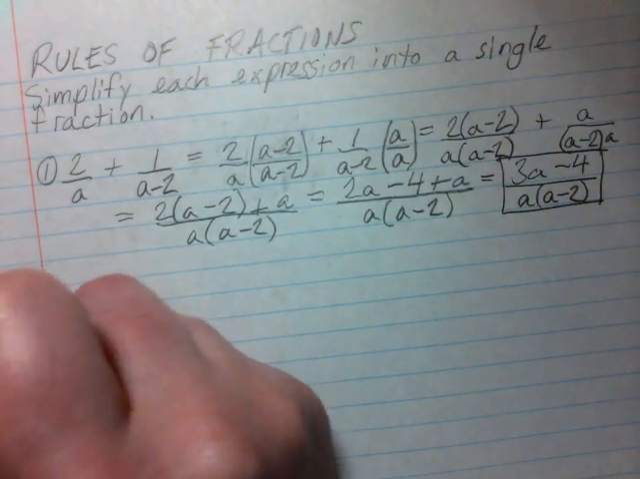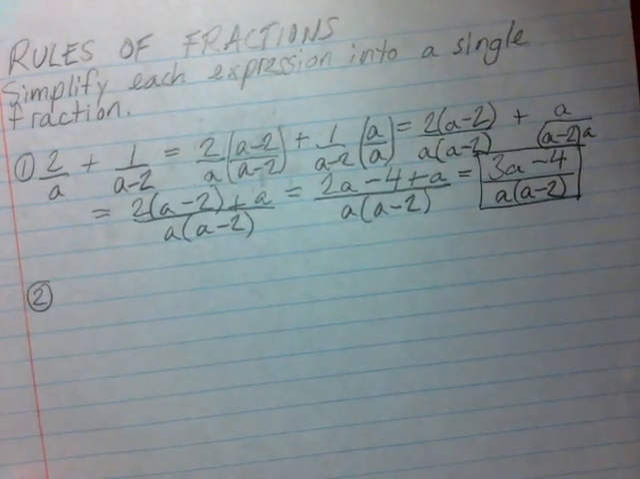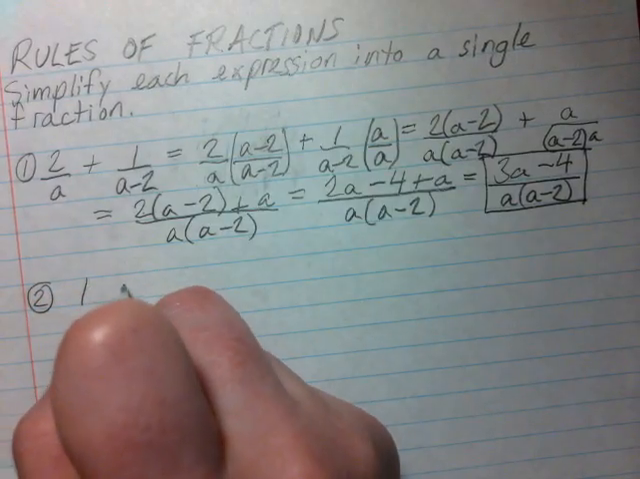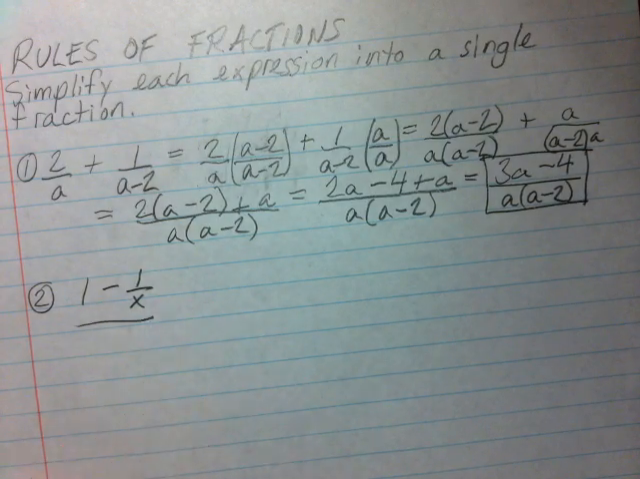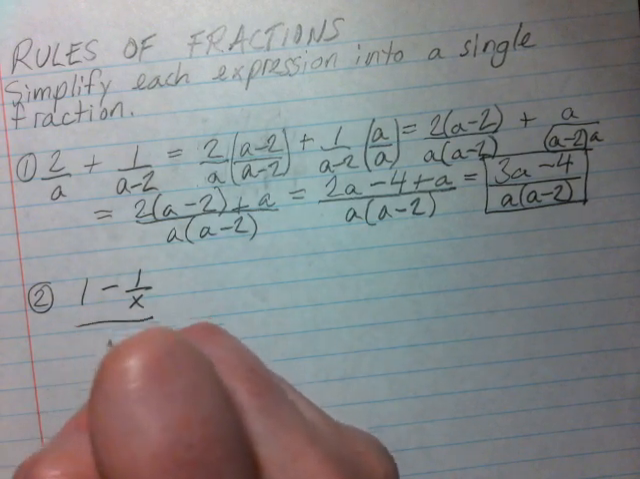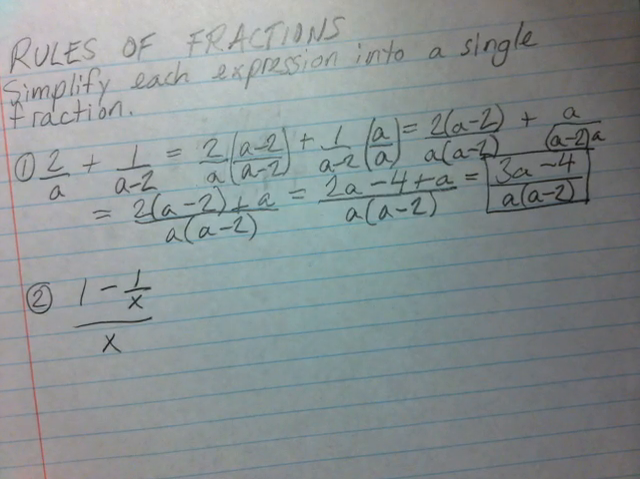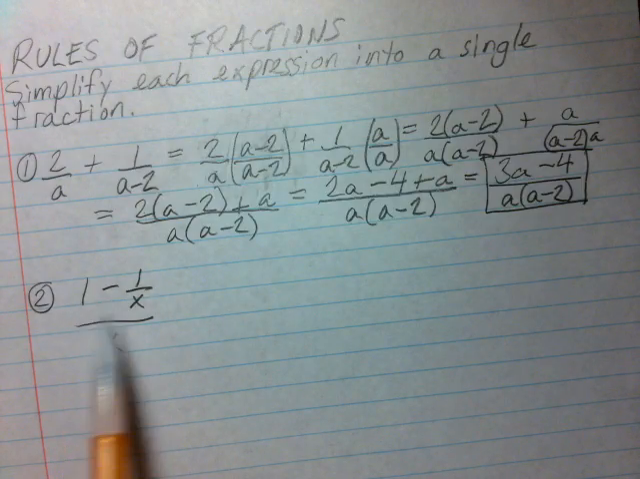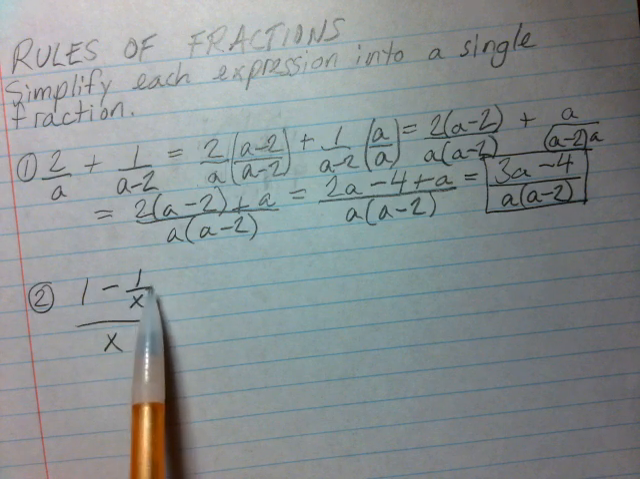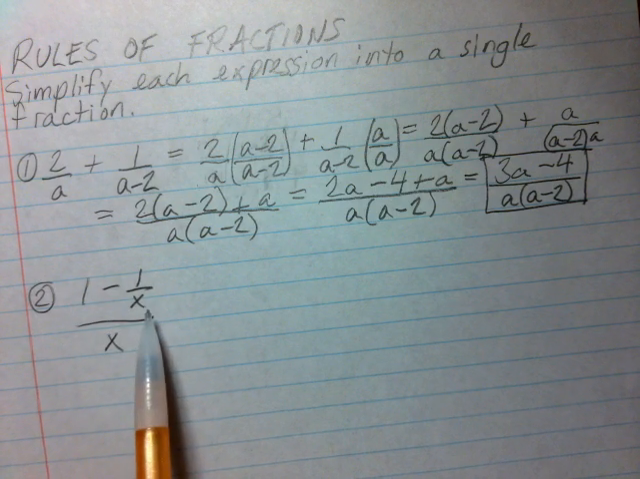Let's look at another problem. So number 2, I have a fraction within a fraction: 1 minus 1 over x, and that's all over x. I want to simplify this so that only one fraction appears. There's a few ways you could do this, actually. I think one way would be to simplify the top part first.